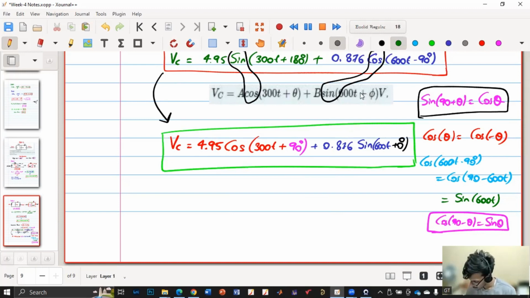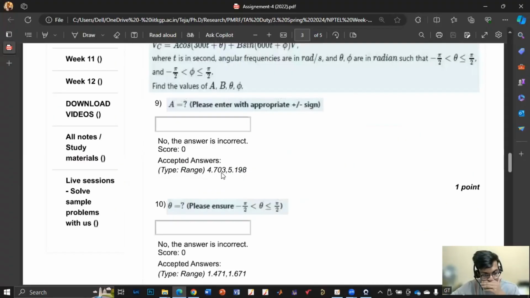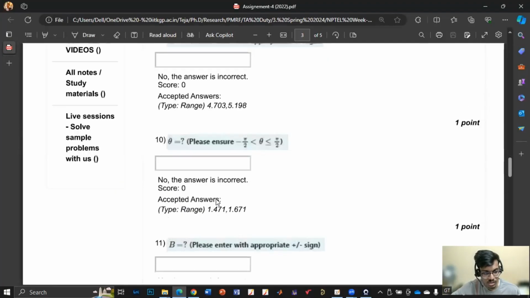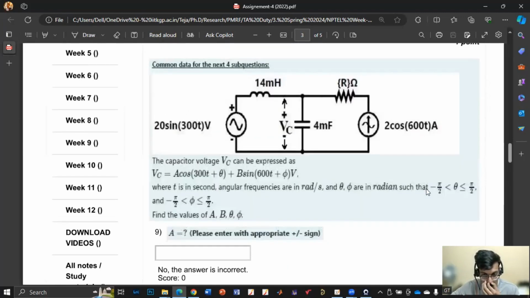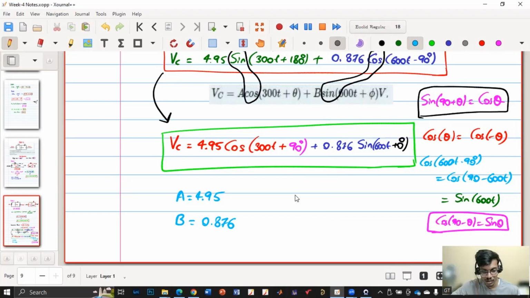So now if I calculate the answers, A is 4.95, right? And B is 0.876. First we will check A and B. A is 4.95, so it is in the range. B is 0.876, so it is also in the range. Theta, they said, is in radians, so you have to convert it from 90 degrees to radians. There are so many ways we can make a mistake in this question, so we have to be very, very careful.